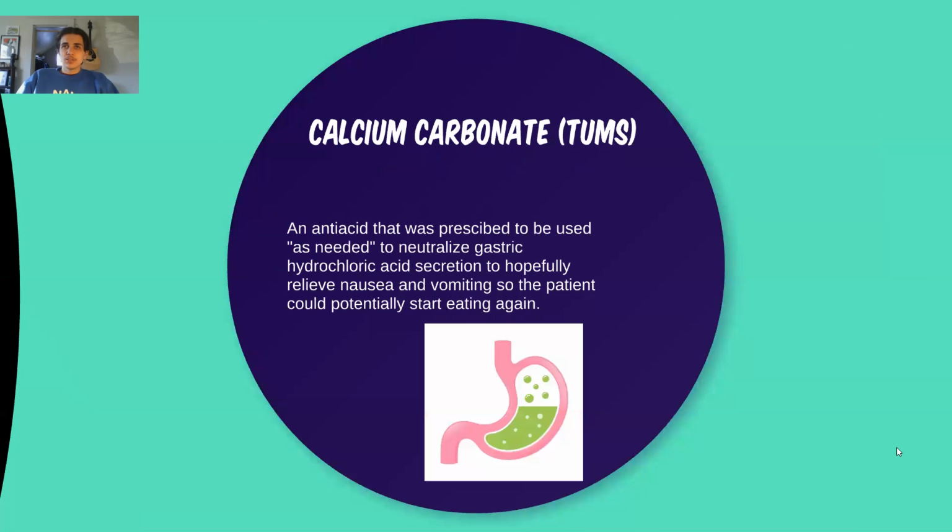Then we also have Tums, so calcium carbonate. It's an antacid that was prescribed to be used as needed to neutralize gastric hydrochloric acid secretion, so to hopefully relieve nausea and vomiting so the patient can potentially start eating again. So this patient, RW, is actually on NPO restrictions because he's throwing up everything. His stomach is so upset, it's so acidic, right? So anything to help get his stomach calm so he can start eating again is really important. So that's why calcium carbonate is an important medication prescribed to him.